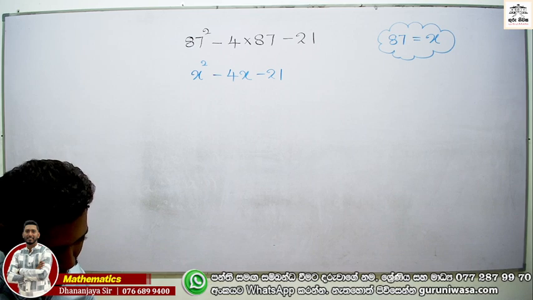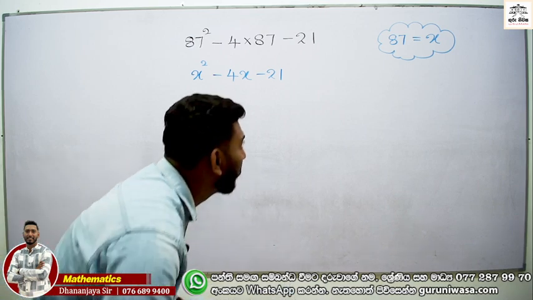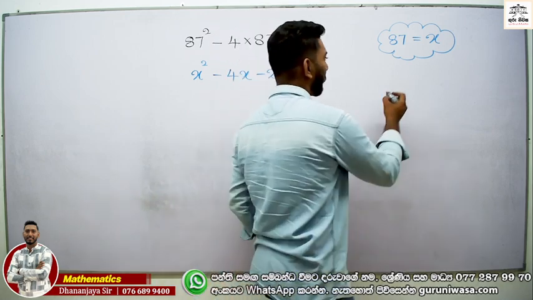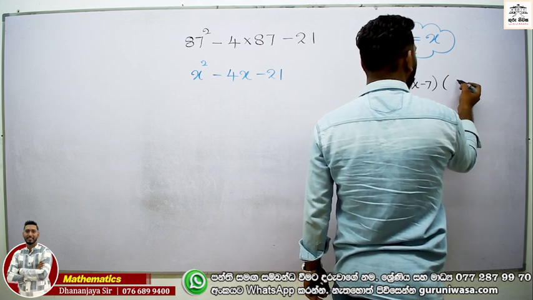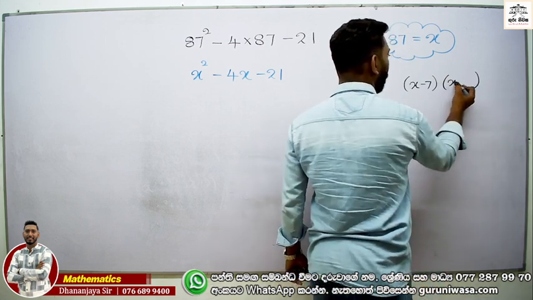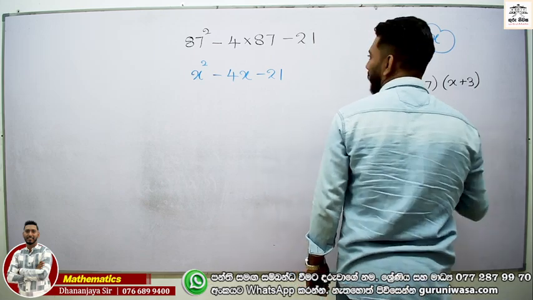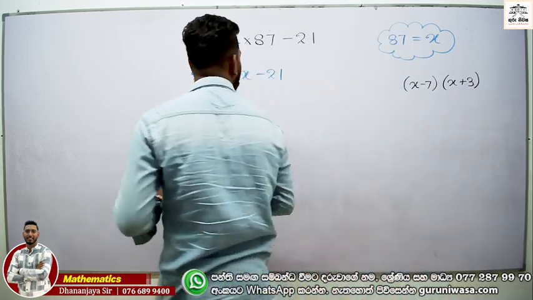So I got the answer. Right. Now look at this. What is your answer? X minus 7 and x plus 3. Right. Now listen.